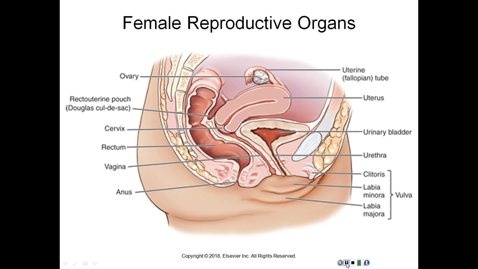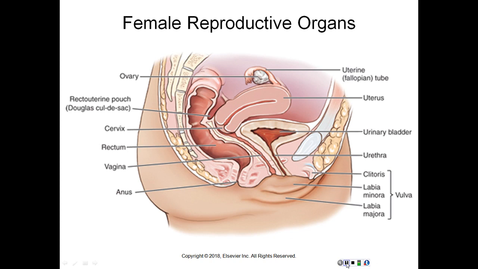Fimbria, or fimbriae for plural, finger-like projection at the free end of the uterine tube. Uterus, pear-sized and shaped muscular organ that lies in the pelvic cavity, except during pregnancy when it enlarges and extends up into the abdominal cavity. Its functions are menstruation, pregnancy, and labor.